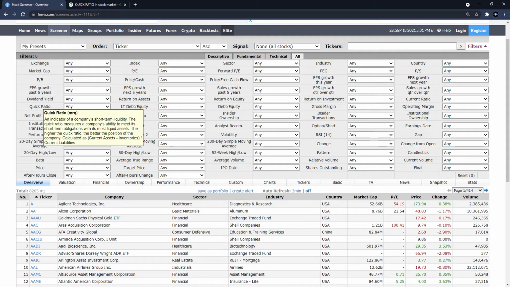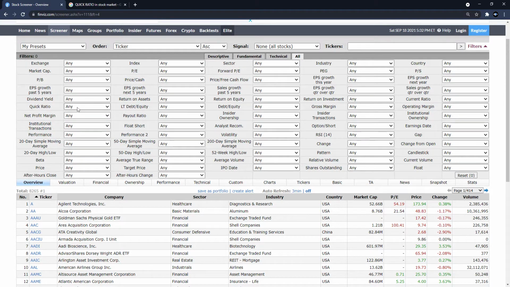Or you can basically go with the mouse over the filter and it will say that MRQ is an indicator of a company's short-term liquidity. The quick ratio measures a company's ability to meet its short-term obligations with its most liquid assets. The higher the quick ratio, the better the position of the company is. Calculated as current assets minus inventories divided by the current liabilities.